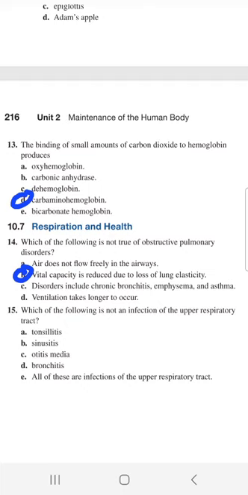Question number 15. Which of the following is not an infection of the upper respiratory tract? So the upper respiratory tract goes down to your larynx, your voice box. Tonsillitis is the inflammation of your tonsils, which are part of the upper respiratory tract. Sinusitis, again your sinuses. Otitis media belongs to the upper respiratory tract. Bronchitis belongs to the lower respiratory tract, so its infection is part of the lower respiratory tract.